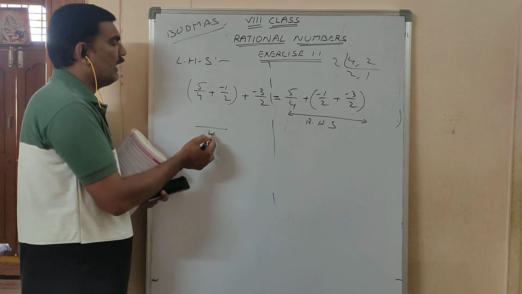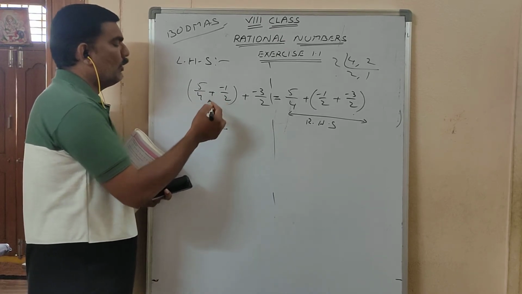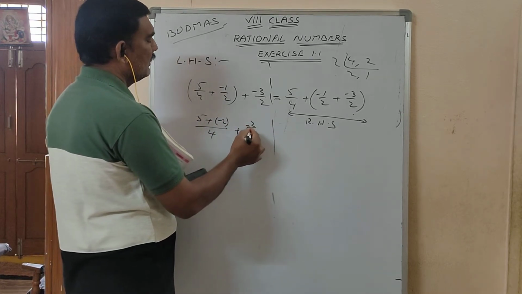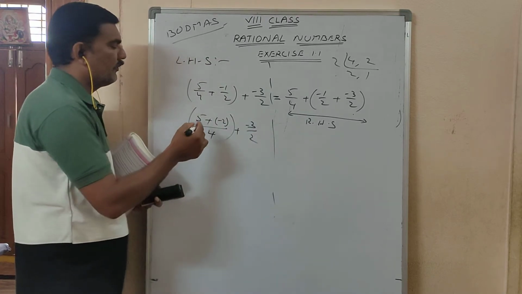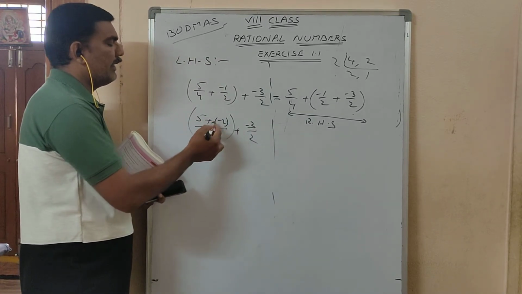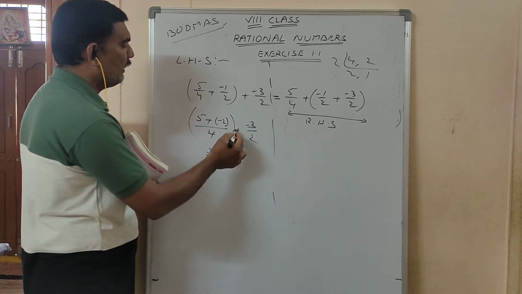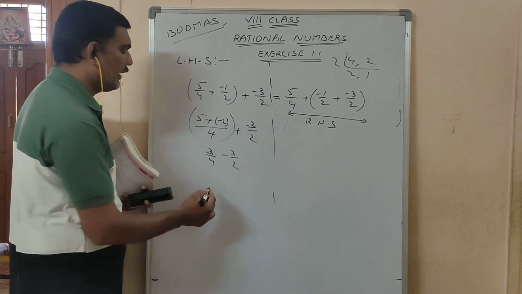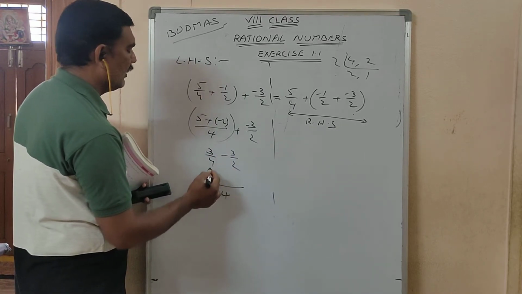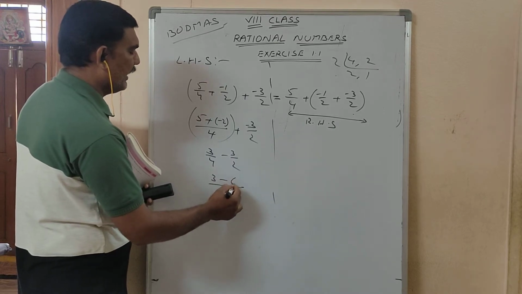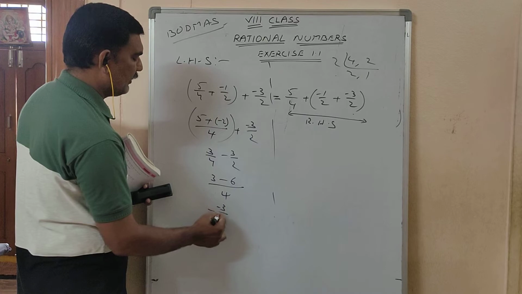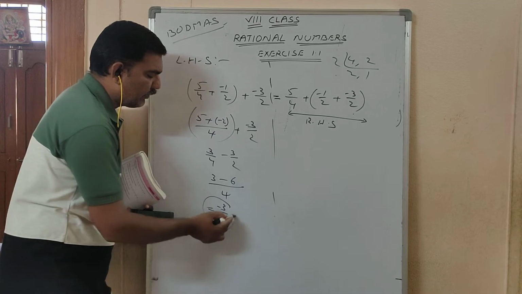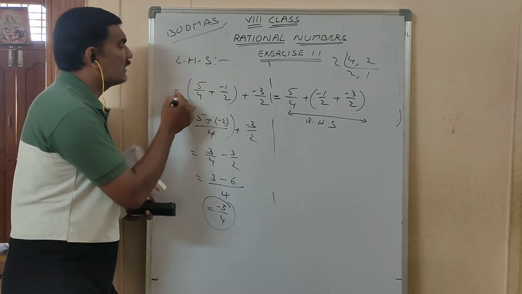4, how many times will it go into 4? 1 time. 1 into 5 is how much? 5. 2, how many times will it go into 4? 2 times. 2 into minus 1 is how much? Minus 2. Plus this minus 3 by 2, as it is, you have to write it. Plus into minus, minus. 5 minus 2 is 3. 3 by 4 plus into minus, minus 3 by 2. 3 by 4 minus 3 by 2. Again LCM is 4: 3 minus 6, minus 3 by 4. How much did you get here? Minus 3 by 4. Minus 3 by 4 is LHS.